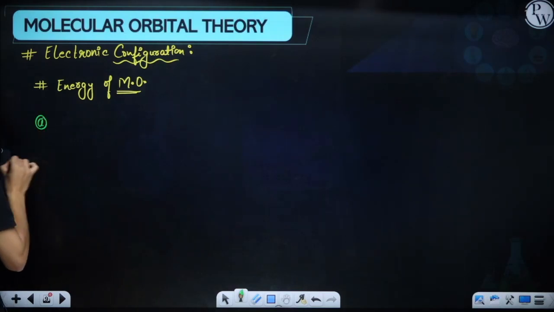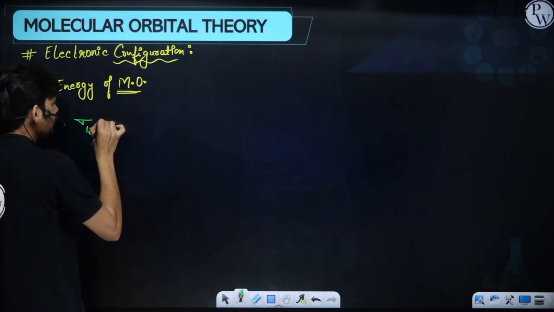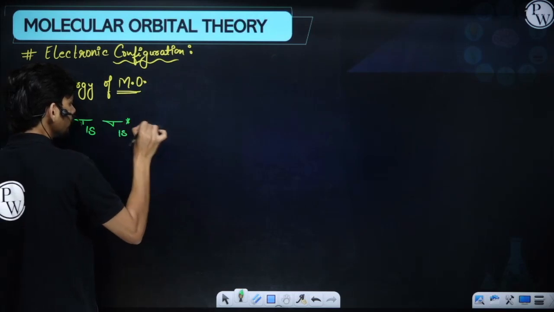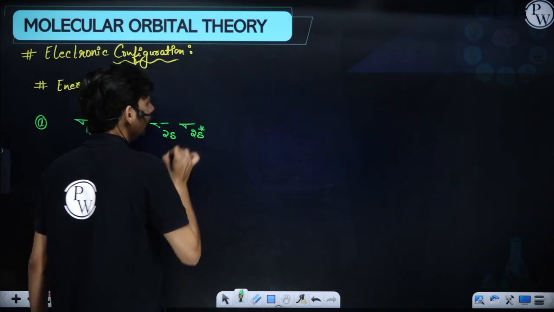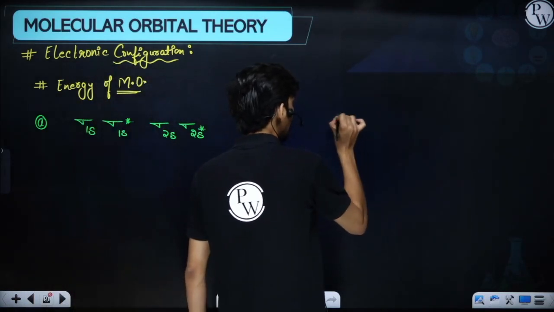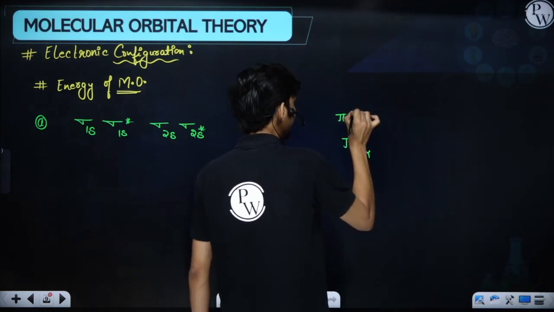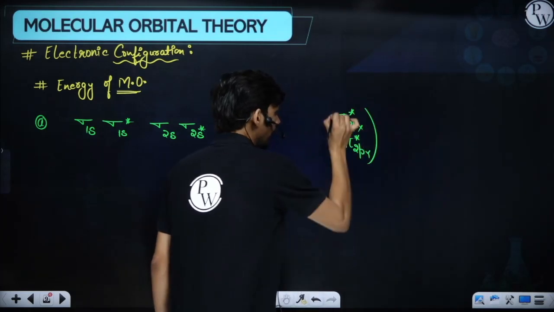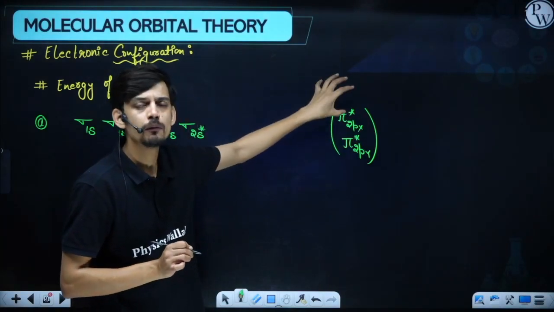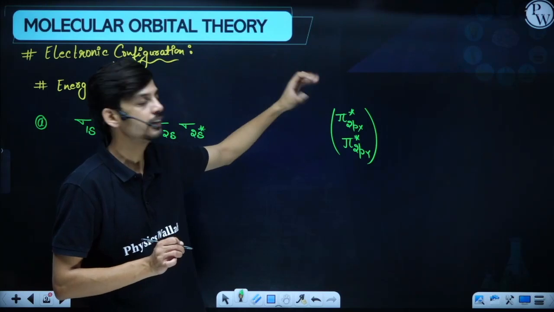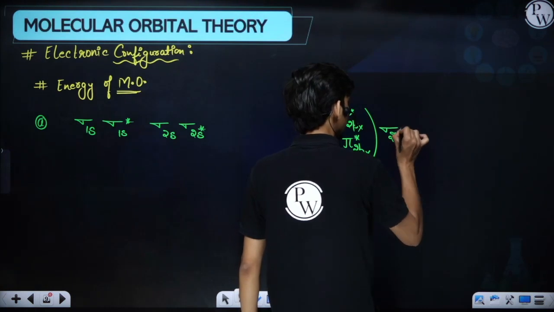And here we have two orders that you have to remember right now. That is sigma 1s, sigma 1s antibonding, sigma 2s, sigma 2s antibonding, and a little gap here, then pi 2px, pi 2py, and antibondings. In brackets means they are going to have equal energy, because they are 2p subshells forming the same type of pi bond, same type of orbital, so they have the same energy. And sigma 2pz antibonding.